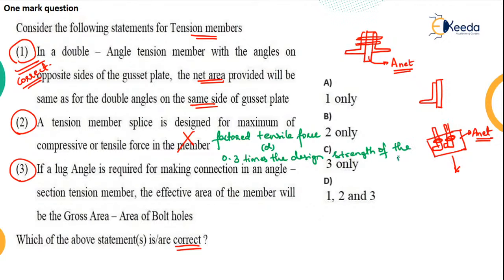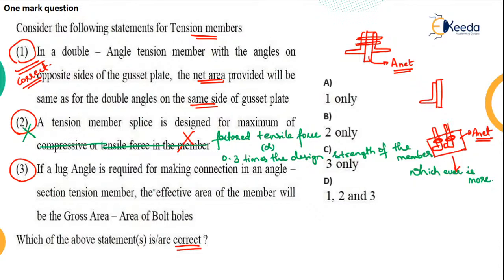of the member. Whenever you are designing a tension member splice, this is according to your IS 800 2007. So you are designing it not for maximum tension or compressive force in the member, but for the factored tensile force or 0.3 times the design strength of the member, whichever is more. For that you will be designing. So the second statement is absolutely wrong. Moving on to the third statement.